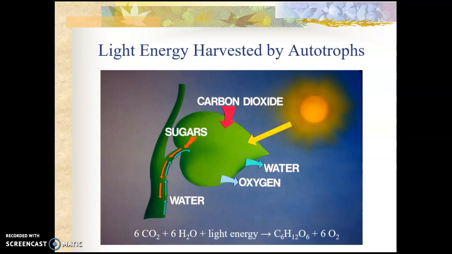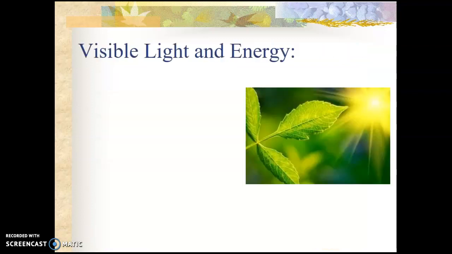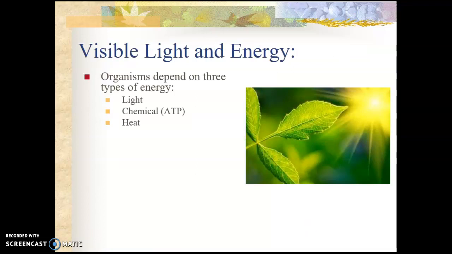Notice the overall equation. Carbon dioxide, water, light energy. These would be the reactants or the needs. Glucose, C6H12O6, and oxygen. These are the products. So light energy that is collected by the plant is considered visible light, or energy from the sun, solar energy.